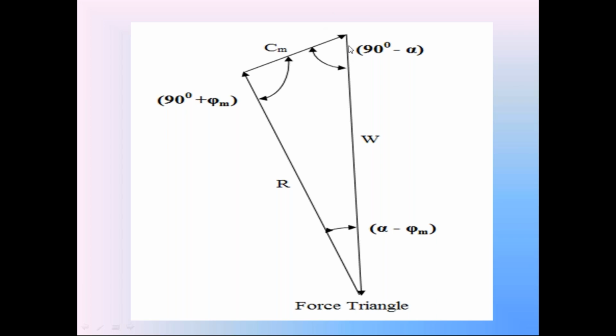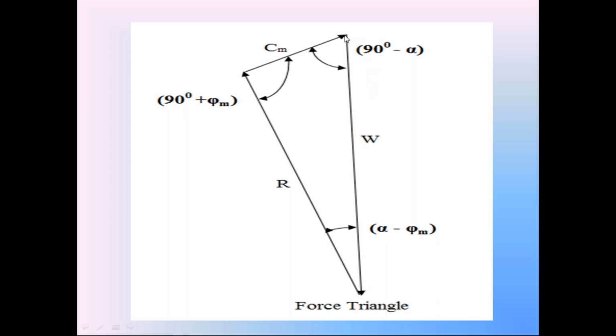Of those three forces, I know both the direction and magnitude of only W. So first take W as one side of the triangle. Now coming to the second side: I know the direction of only Cm, not the magnitude. In this diagram, this is the starting point of W, and this is the ending point of W.